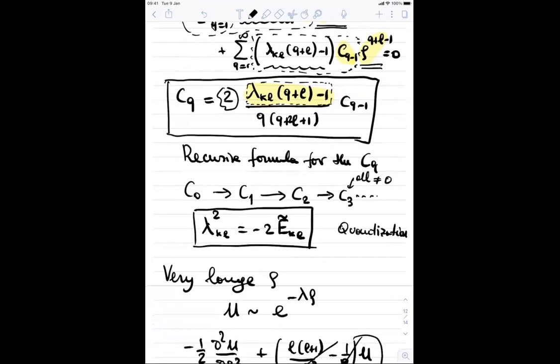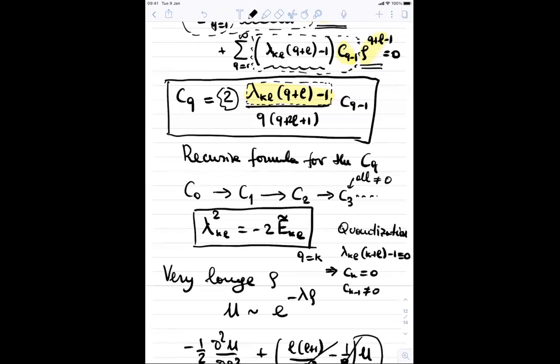In other words, suppose that for a value q equal to some integer k, the lambda_kl times (k plus l minus 1) is exactly equal to 0. Then what happens is that, as a consequence, c_k is equal to 0, although c_{k-1} is different from 0.